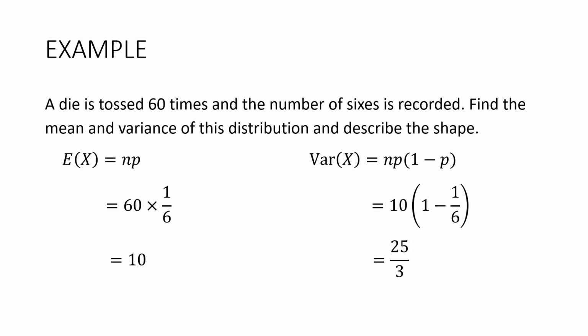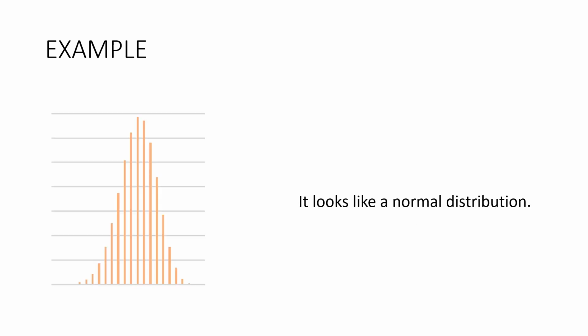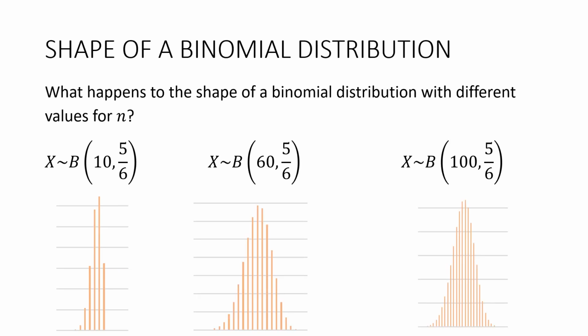And then it asks us to describe the shape. So on Excel, I just simulated that experiment just with random numbers. And after 60 trials, it kind of looks like a normal distribution, doesn't it? Which begs the question, what happens to the shape of a binomial distribution with different values for n? So here's 10 trials, 60 trials, 100 trials. Can you see as n increases, the shape of the distribution becomes more normal?